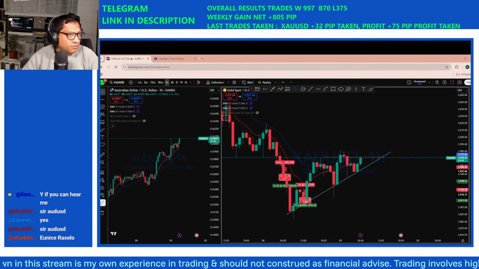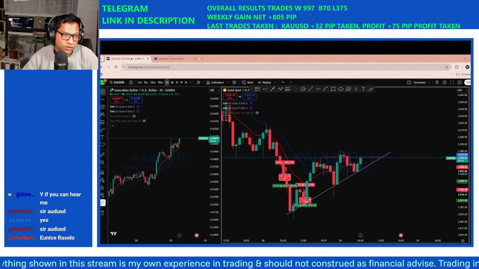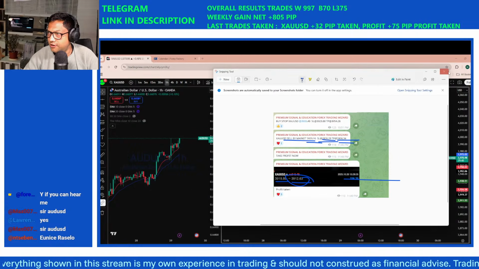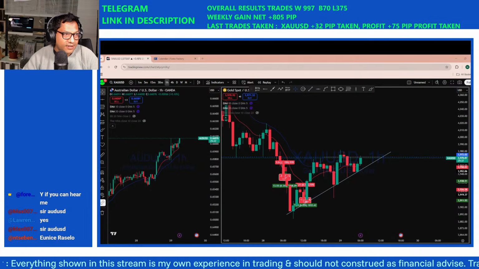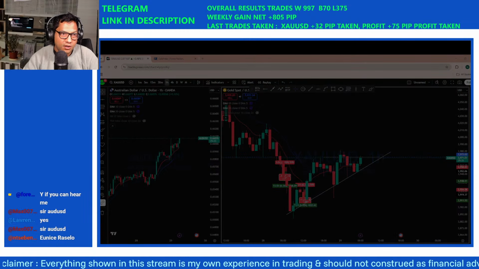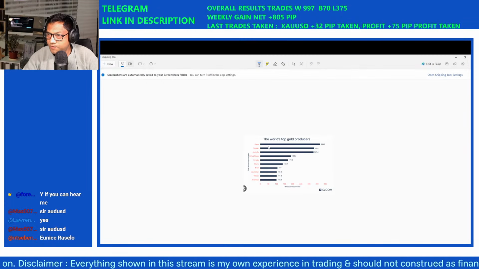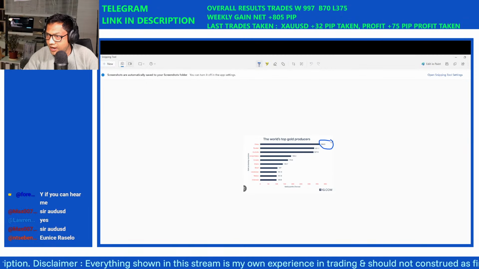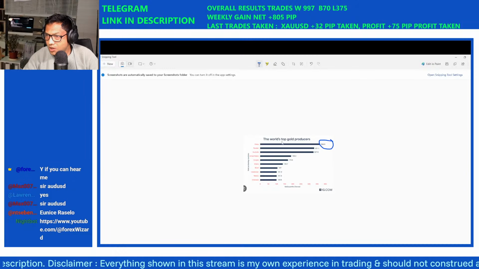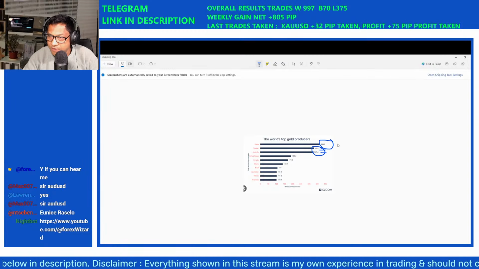And there's a reason behind it. The reason is Australia, one of the largest gold producers in the world. If you look at the chart here, understanding currency correlation will give you a better understanding of how the currency pair moves along the way. So if you look here, China is 368.3, while Russia is 331.